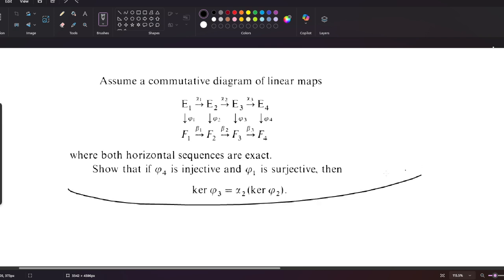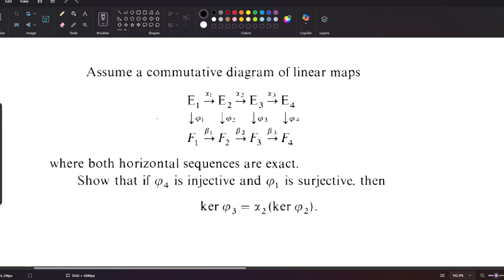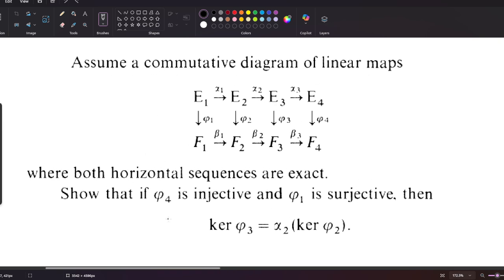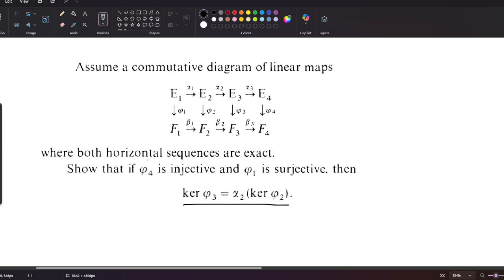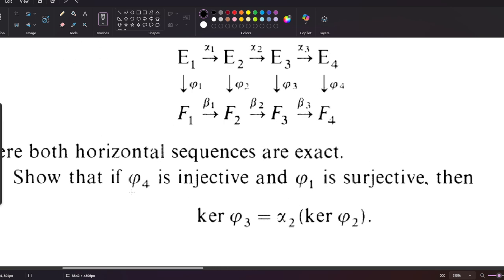Below, we have this problem. We have a commutative diagram of linear maps with two horizontal exact sequences. I have to show that if phi 4 is injective and phi 1 is surjective, then this statement is true. Okay, let's begin by observing what we're essentially given by the fact that phi 4 is injective and phi 1 is surjective.